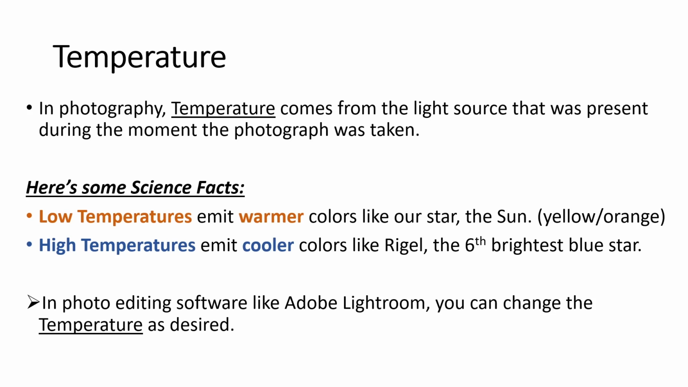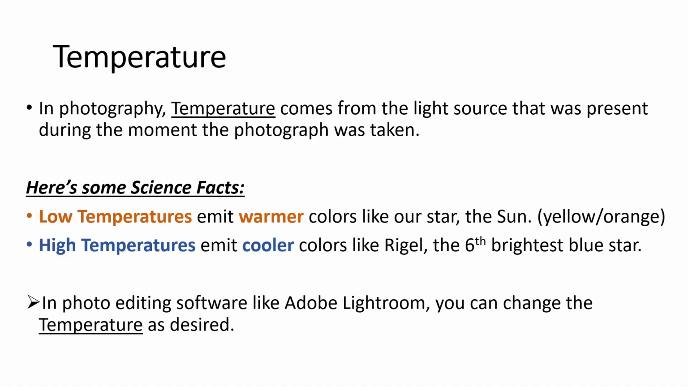So the first term, temperature. In photography, temperature comes from the light source that was actually present during the moment the photograph was taken. So here's some science facts for you. Low temperatures emit warmer colors, like our star, the sun, which is yellow and orange in color. And higher temperatures emit cooler colors, like blue. Rigel is the sixth brightest star near us, and that's why it's blue. It's very high in temperature. But in editing software like Adobe Lightroom, you can change the temperature as desired.